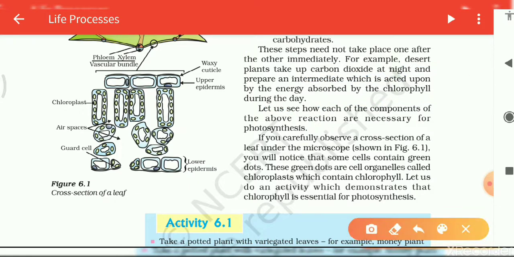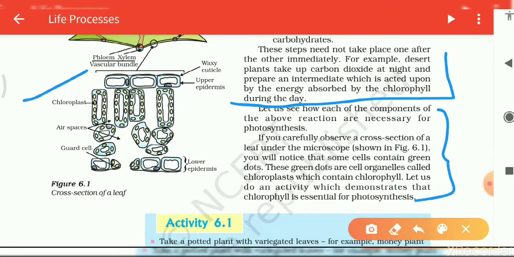Now let us see. Okay, students, this much is only about how plants make their food, and the photosynthesis reactions are also very important, but in this paragraph they are explaining about the cross section of a leaf. That is also very important. A question will ask you to draw the structure of the cross section of a leaf.